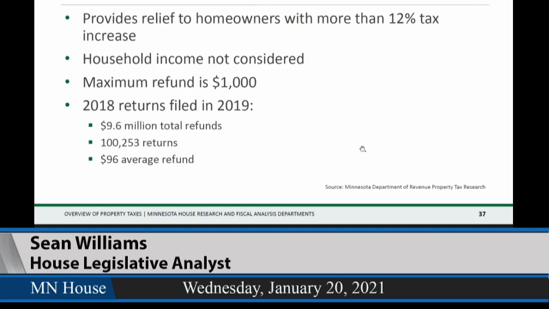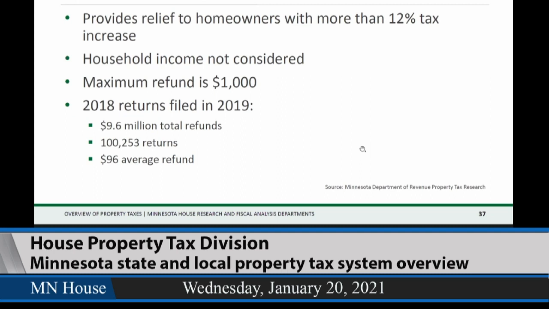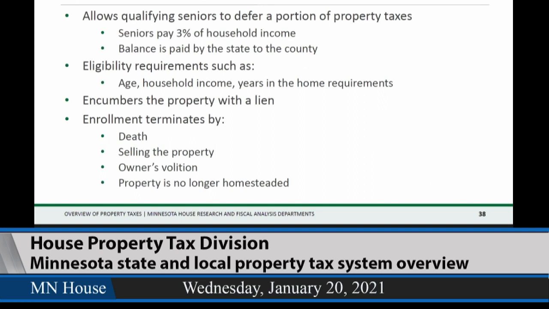There's also a third property tax refund program that's a little bit different than the other two. This is specifically targeted at homeowners with increases in property taxes that exceed 12% year over year. This is not an income tested program, so household income is not a factor in how much refund you get. And the maximum refund through the program is $1,000. For returns that were filed last year in 2019, there was $9.6 million in total refunds. This program is relatively small compared to the other two, and it fluctuates quite a bit depending on the trends in property taxes statewide. And that's it for the property tax refund program. I'll hand it back to, I believe, Mr. Swanson.